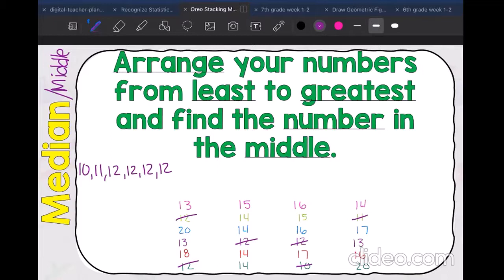So what comes after 12? 13. How many 13s do I have? 3. Okay, so 1, 2, 3. Good. What comes after 13? How many 14s do you see? 5. Good. 1, 2, 3, 4, 5.